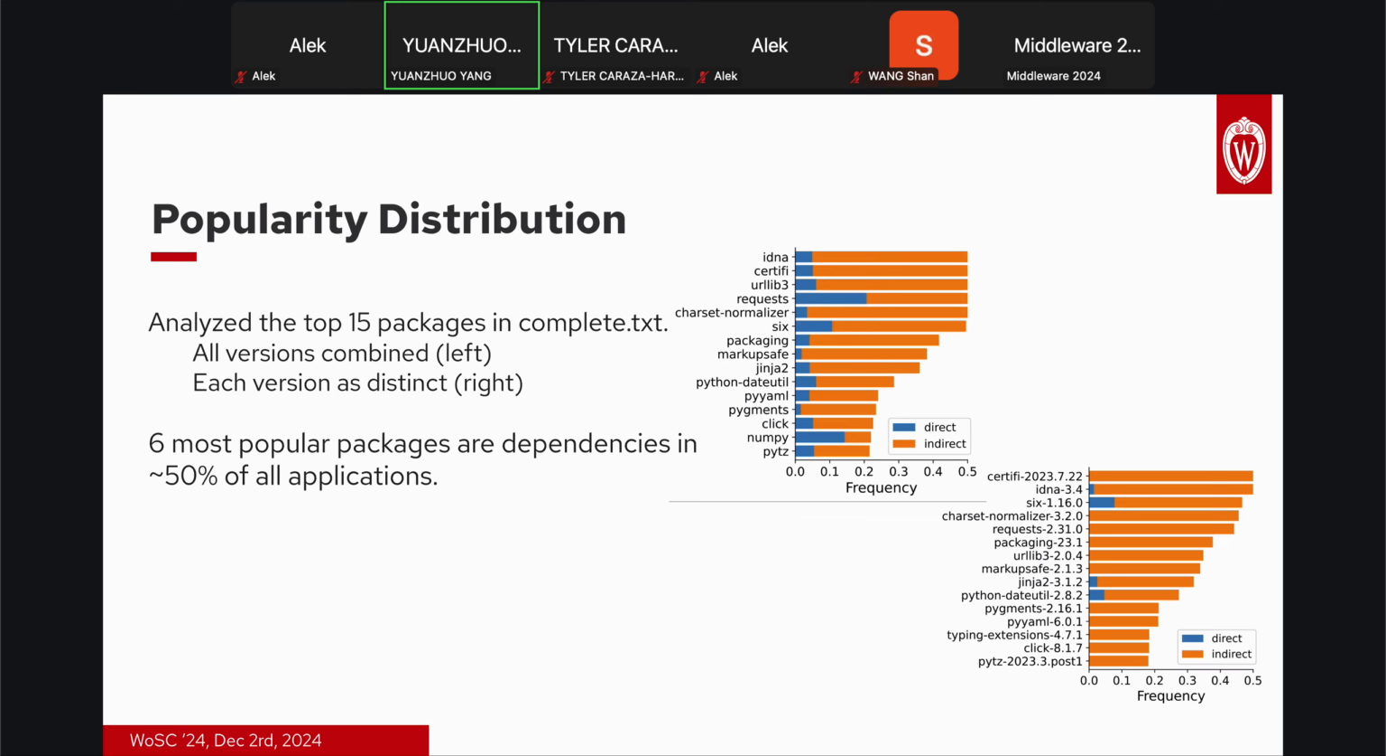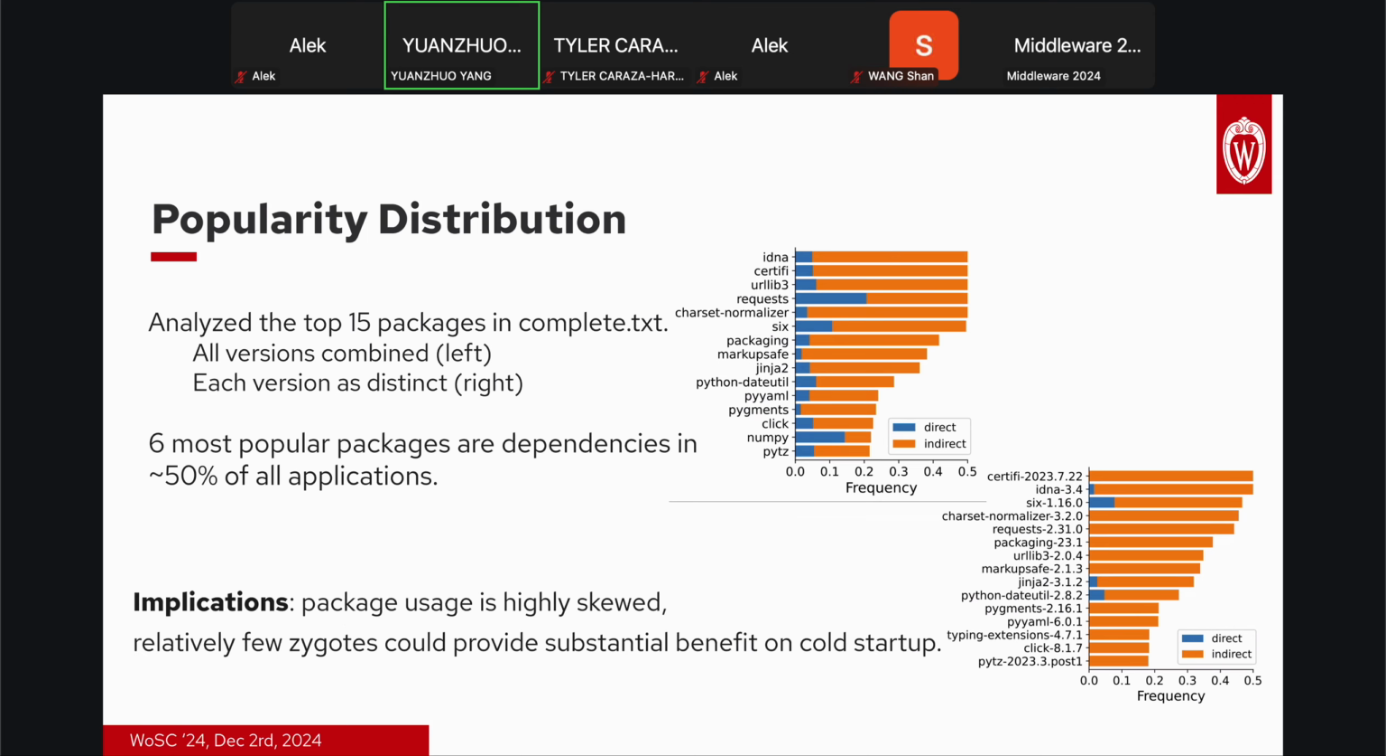Further, we measured how often the top 15 packages appeared in the complete.txt file, either grouping all versions of the same package together or treating each package version as distinct. We observed that the 6 most popular packages are used as dependencies in about half of all applications. All of this suggests that package usage is highly skewed, which further implies that a few Zygotes can provide substantial benefit on code startup.